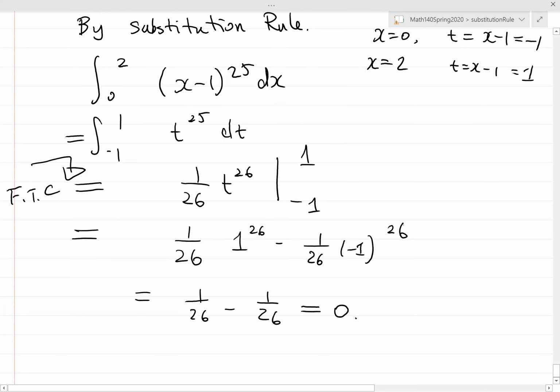Or we can easily see that t to the 25 is odd, and this interval is symmetric, so you can straightforwardly conclude this is 0 by symmetry. Of course, you can conclude directly by symmetry.